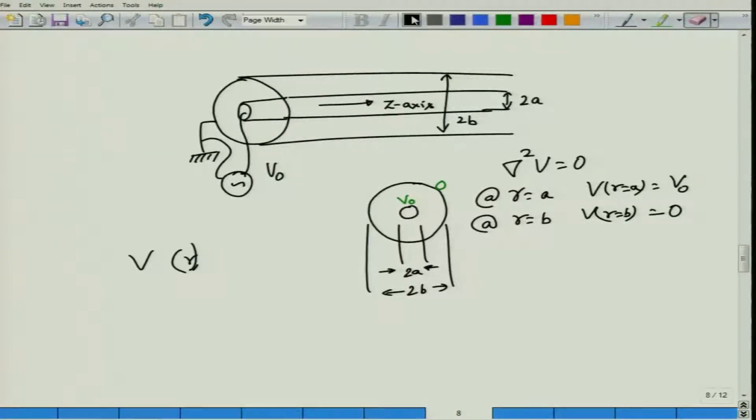The only small difficulty is that we need to know what del square V equal to 0 is in the cylindrical coordinate system. I won't bore you with the details of the derivation, but I will quickly give you the corresponding expression. Since V is a function only of R, I can replace the partial derivatives with full derivatives.